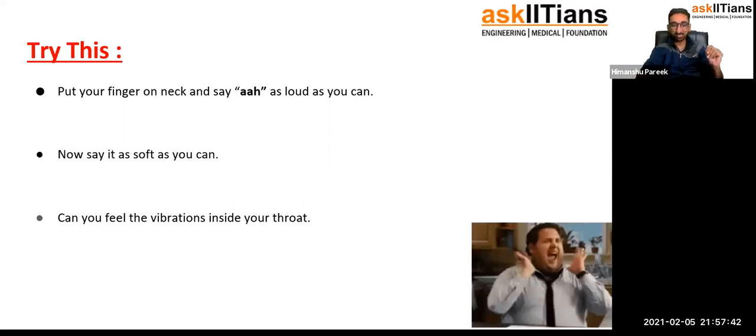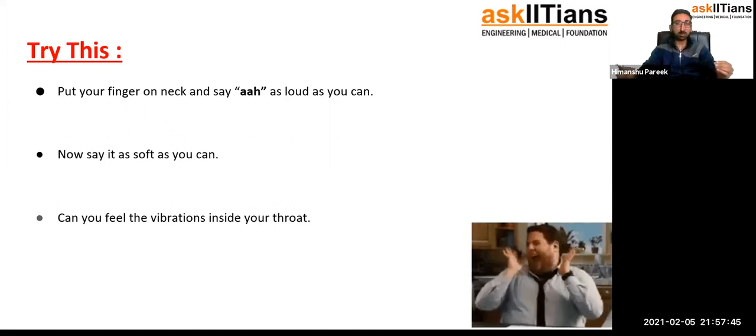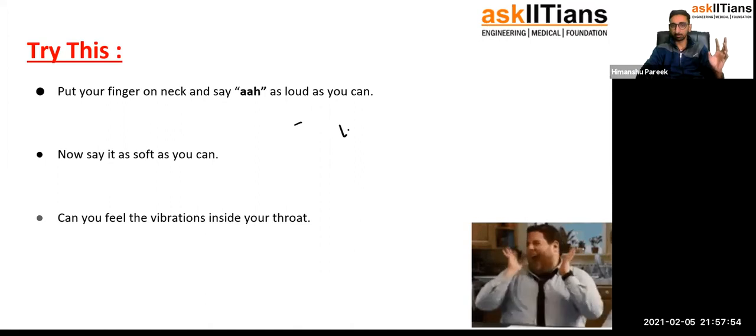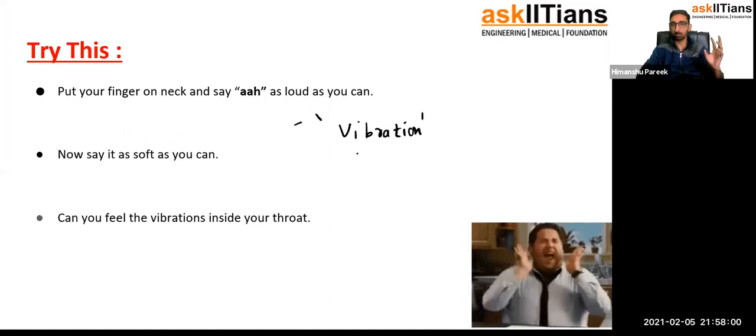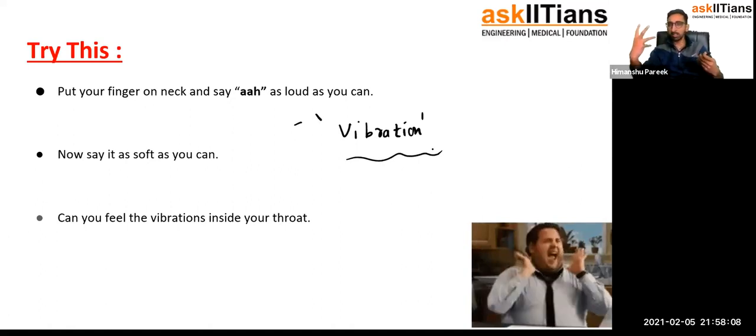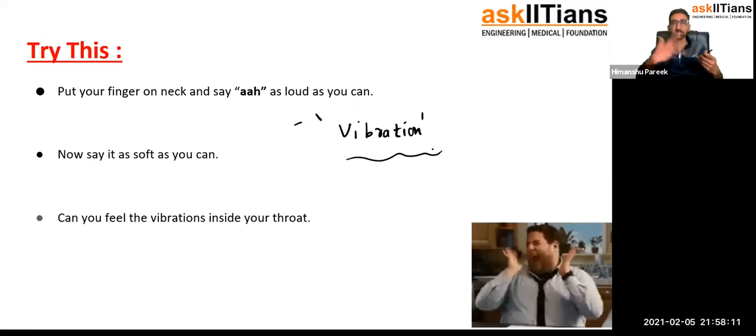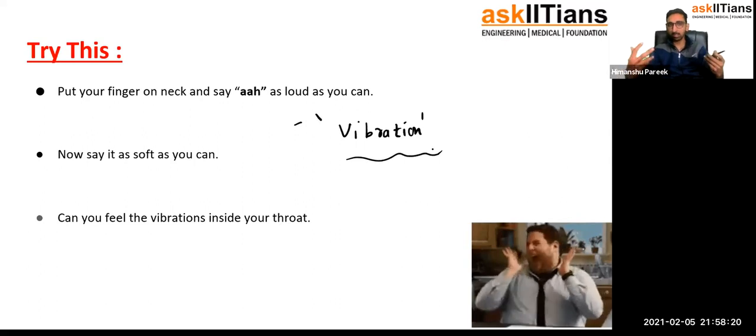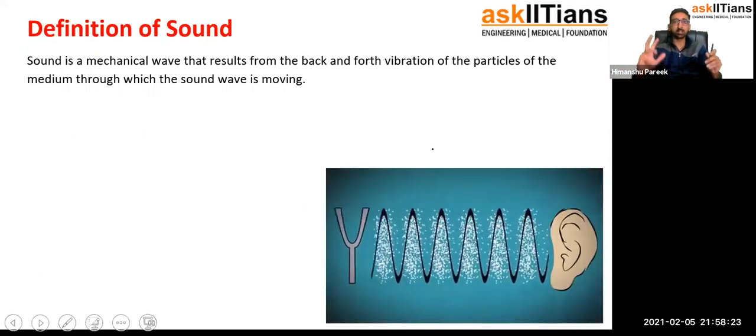Anyway, going ahead. Why did we do this activity? The purpose is so that you can understand that vibration is an important thing to produce sound. When something vibrates, it produces a sound. Any sound source you take must be vibrating something, and only then do we get a sound wave. I hope you have got my idea. So for the production of sound, vibrations are important.